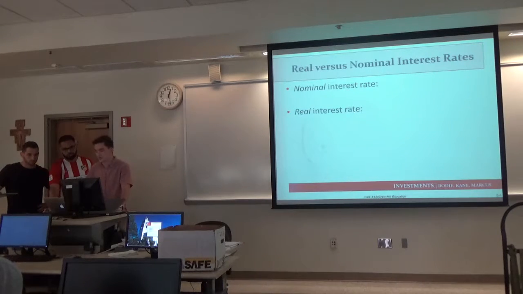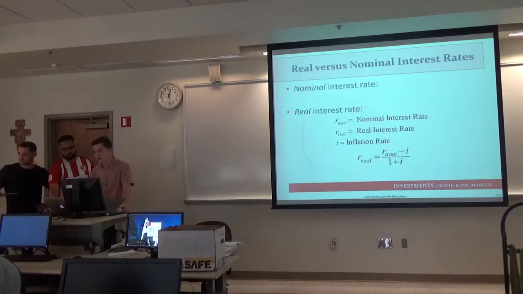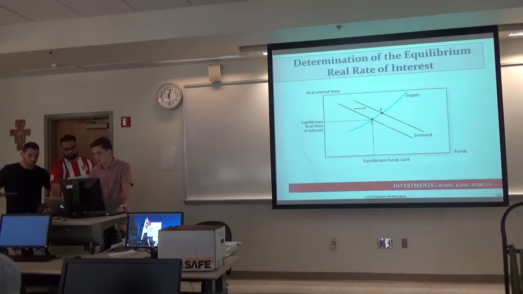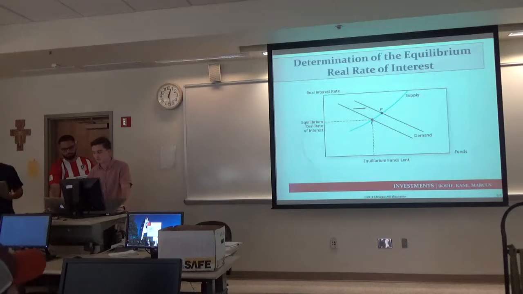The nominal interest rate is the growth rate of your money, versus the real interest rate, which is the growth rate of your purchasing power. Nominal rate minus inflation rate over 1 plus the inflation rate is the formula shown right there. Here's a graph showing how to determine the equilibrium of the real interest rate.